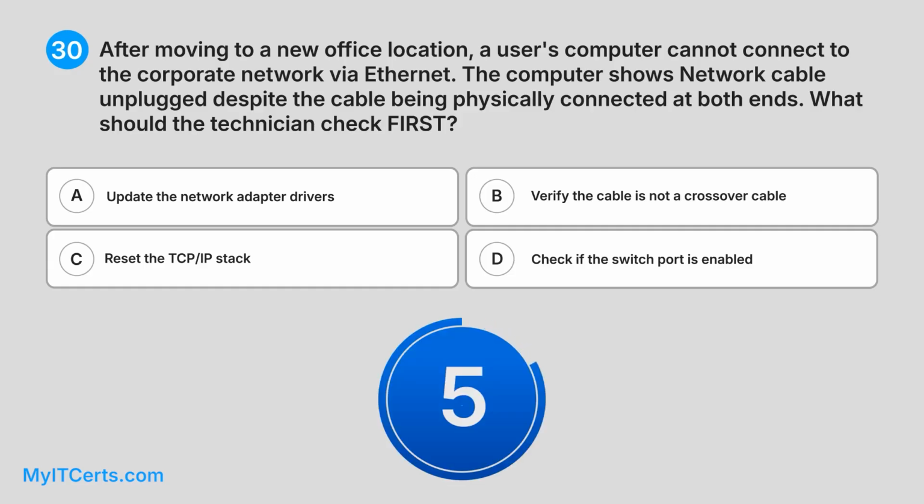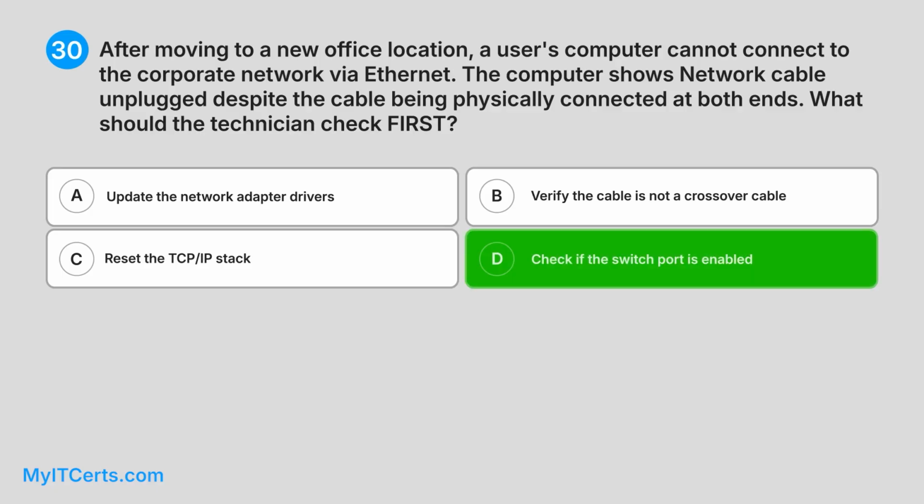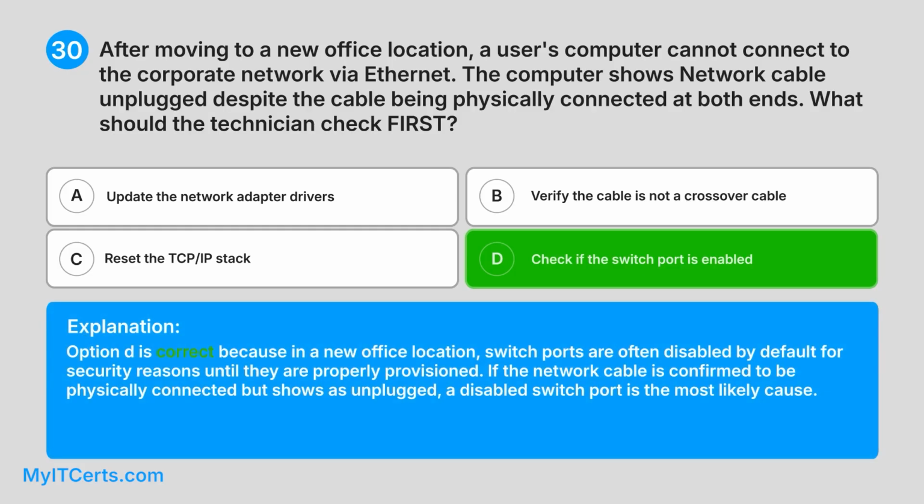Do you know the answer? Correct answer: D. Check if the switch port is enabled. Explanation: Option D is correct because in a new office location, switch ports are often disabled by default for security reasons until they are properly provisioned. If the network cable is confirmed to be physically connected, but shows as unplugged, a disabled switch port is the most likely cause.